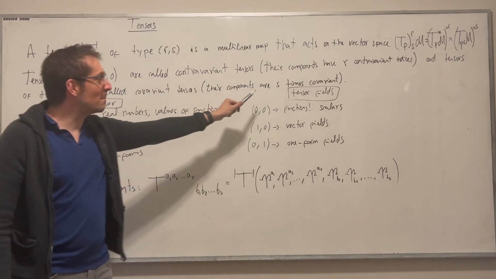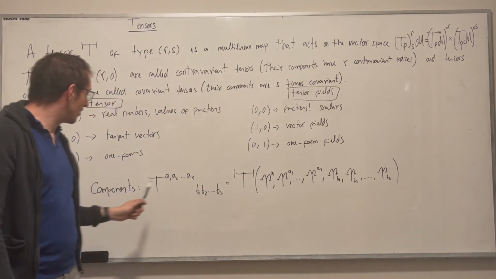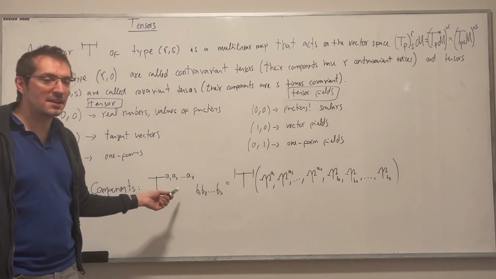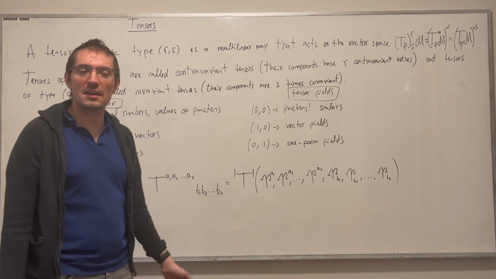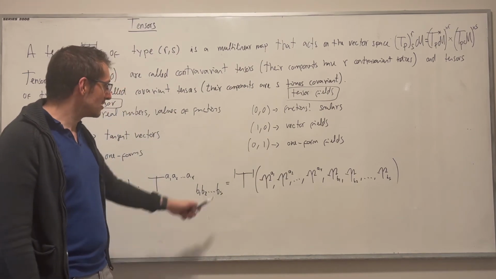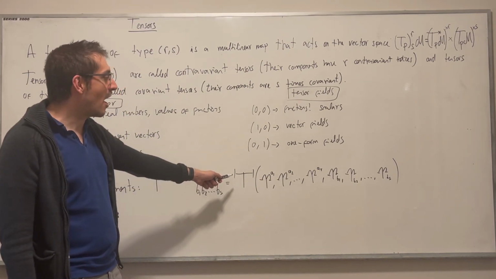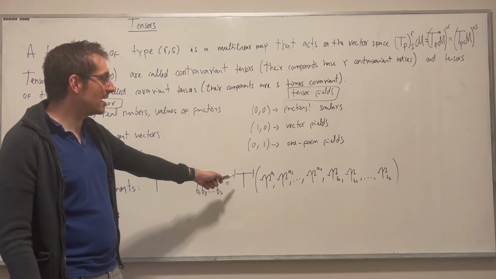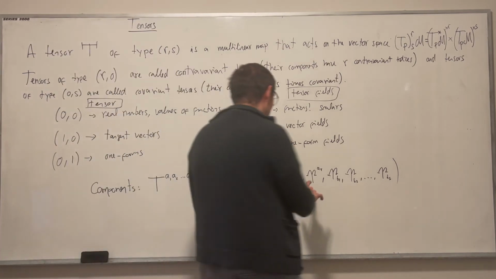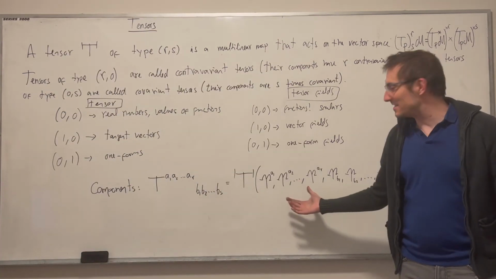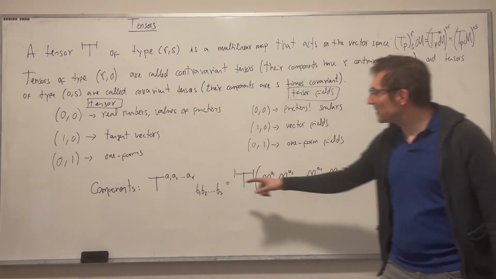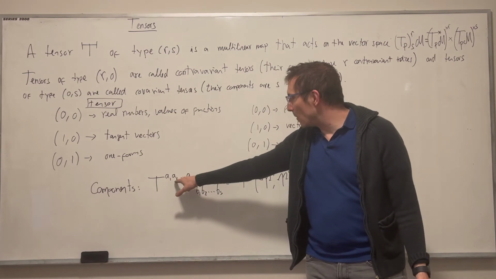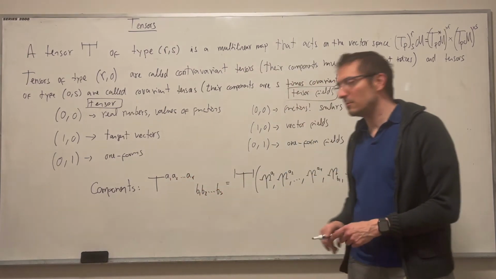Now, what are those components that we're talking about? Well, the components of a tensor are what you obtain when you act on elements of the basis of the tangent and cotangent vector spaces, right? So if I take the tensor T, that takes r one-forms and s vectors, and I act on r copies of vectors of the basis and s copies of vectors of the basis, that will give me the component T^{a1 a2 ... ar}_{b1 b2 ... bs}.